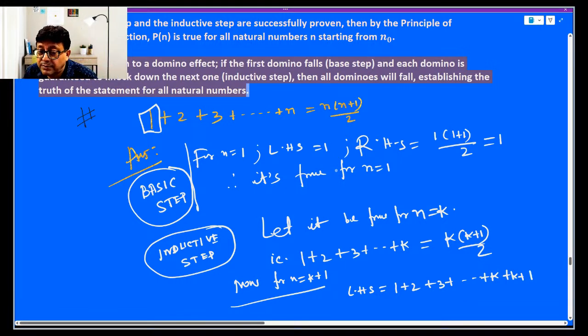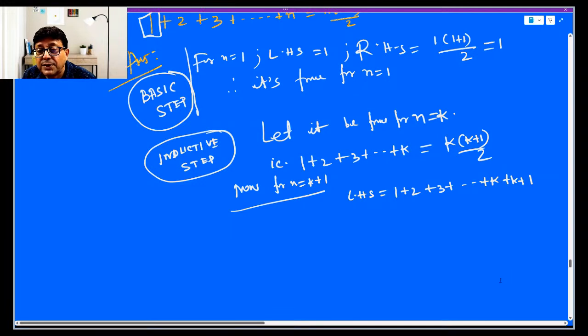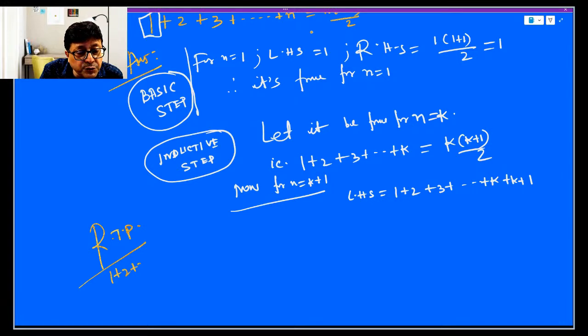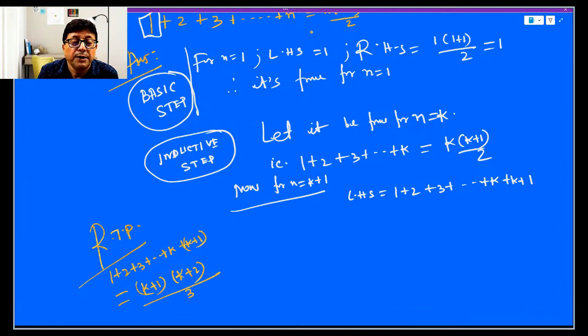For n equal to k plus 1, one more term will be added on the left hand side. But then what are you going to prove? It is required to prove it is true for n equal to k plus 1 also: 1, 2, 3, up to k plus 1, which is going to be (k plus 1) into (k plus 2) by 3.